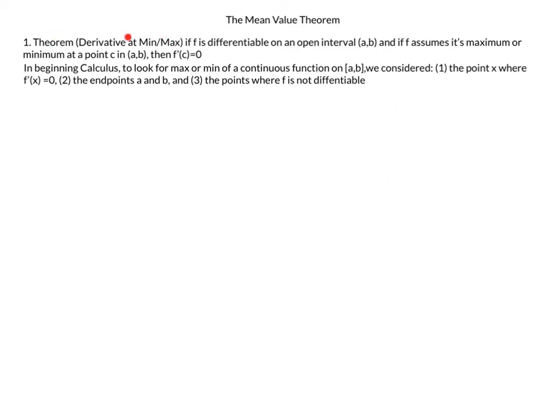Hence, we've proved this theorem that when f assumes its min or max at a point c, then the derivative at c is equal to 0, which you know from first year calculus. But now you should know how to prove that.